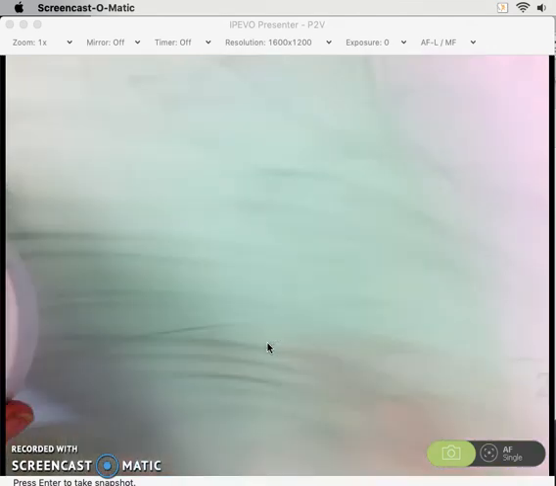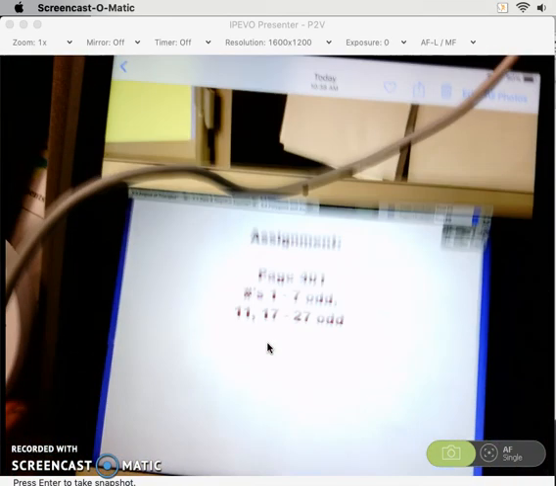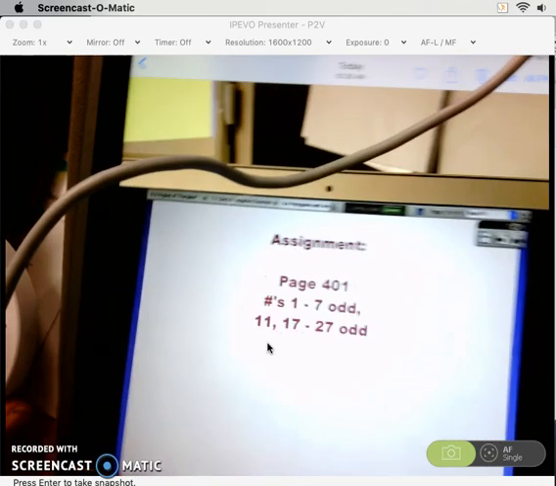Okay, your assignment. Page 401, 1 through 7 odd, number 11, 17 through 27 odd.